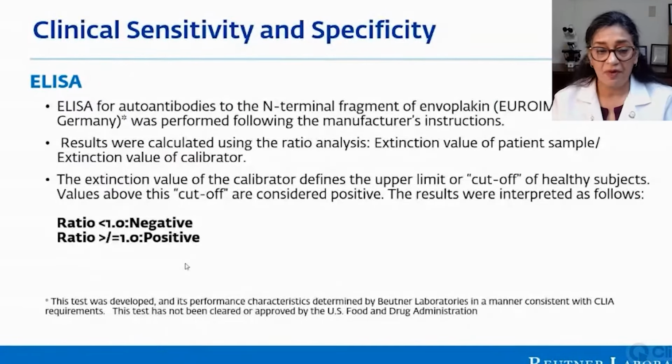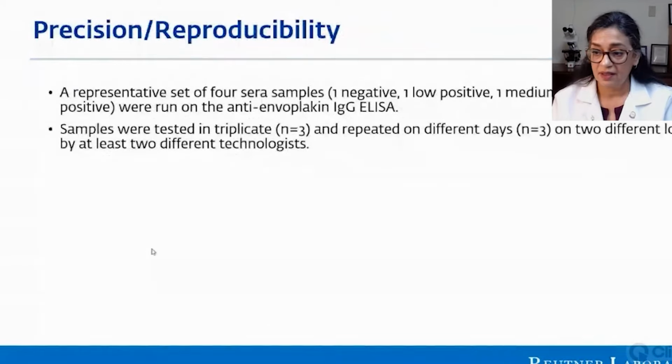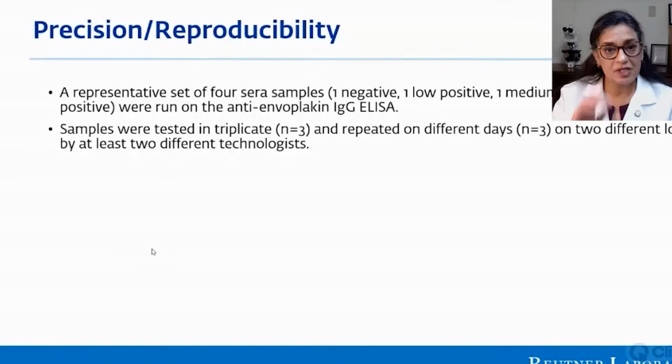The ELISA was performed as per the instructions given in the kit, and the results were calculated using a ratio analysis. A ratio of less than 1 was considered negative, and a ratio of more than or equal to 1 was considered positive. For determining the precision and reproducibility of this test, a representative set of 4 serum samples were run on this test, and samples were tested in triplicate and repeated on 3 different days with 2 different lots.